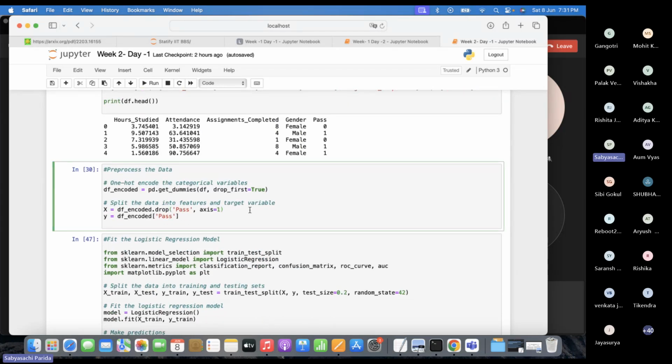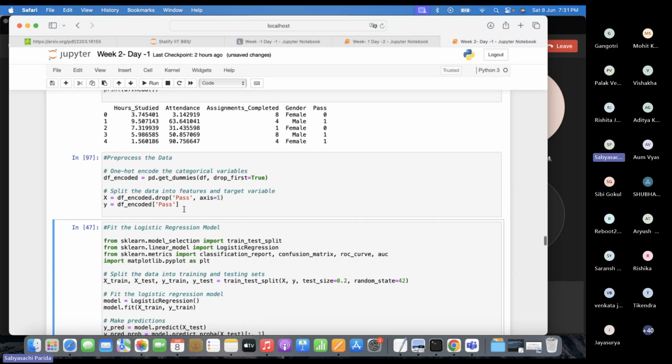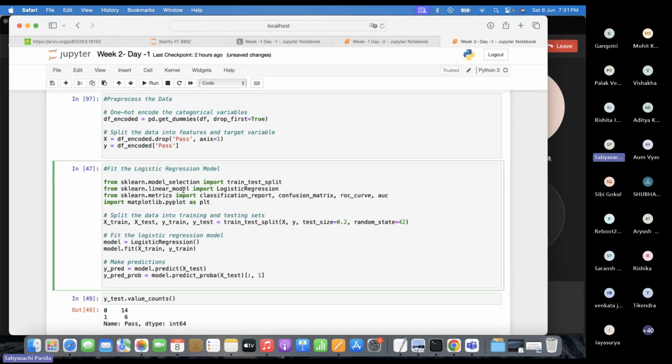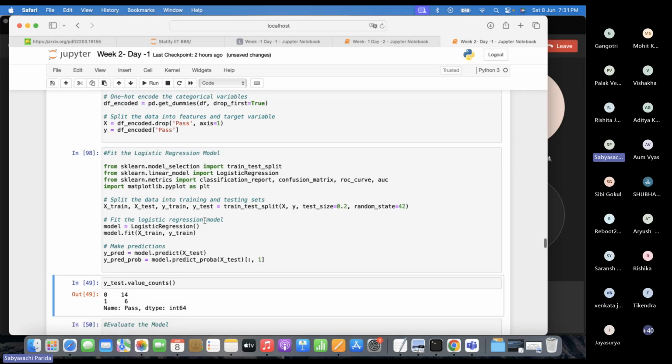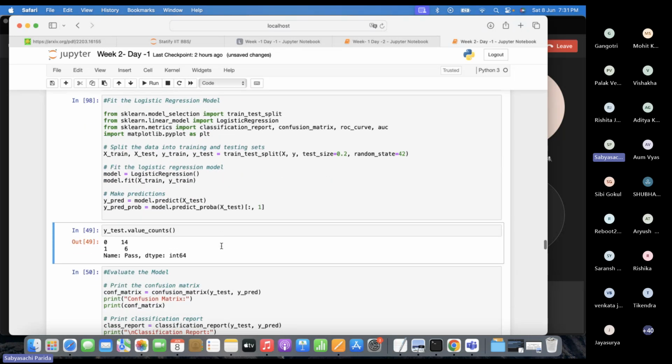Similarly, my model is not able to understand any of the categorical variables. So what I will do is one hot encode. I have done the one hot encoding using pandas.getDummies, and I'm trying to fit the logistic regression on top of it. So I have fitted my logistic regression, and I have done the train test split, with 20% of the data in testing and 80% in training.